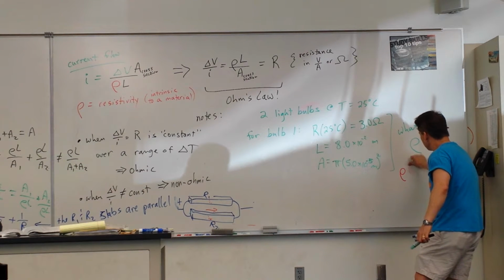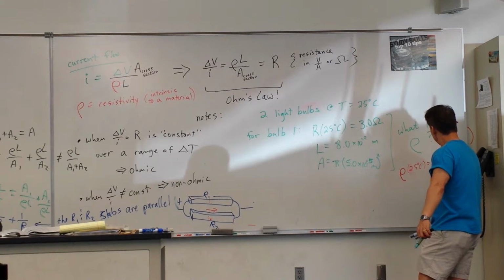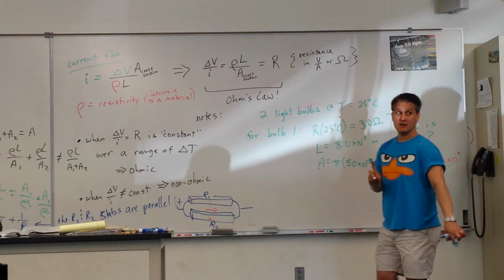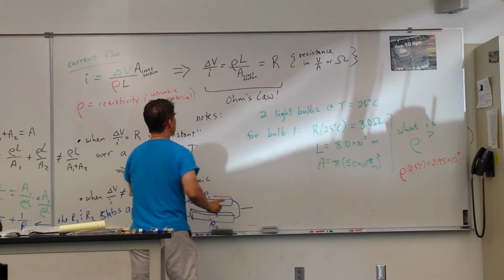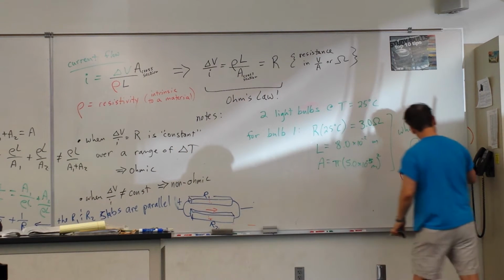So rho, at this temperature, is 2.95 times 10 to the negative 7. And the units of this ought to be? Ohms per meter. Ohms.